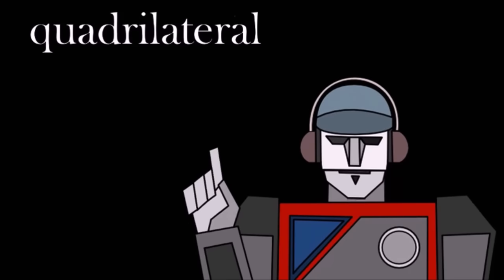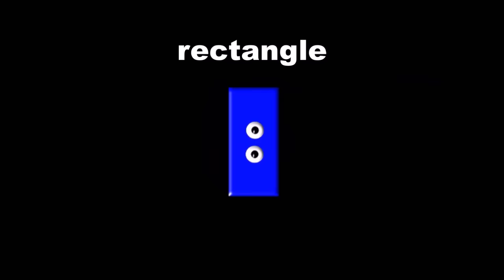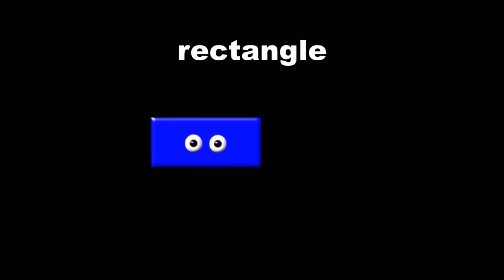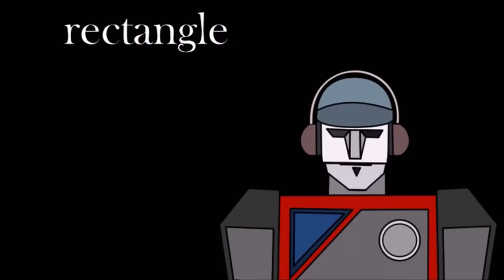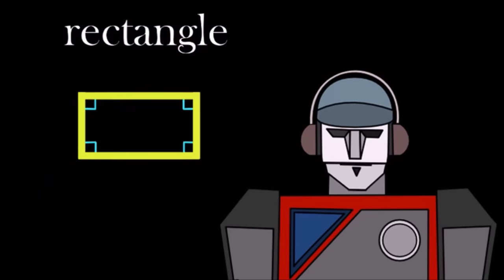Here come the quadrilaterals. They all have four sides, but they're all different shapes. I see a rectangle. It has four sides. A rectangle has two sets of parallel sides and four right angles.